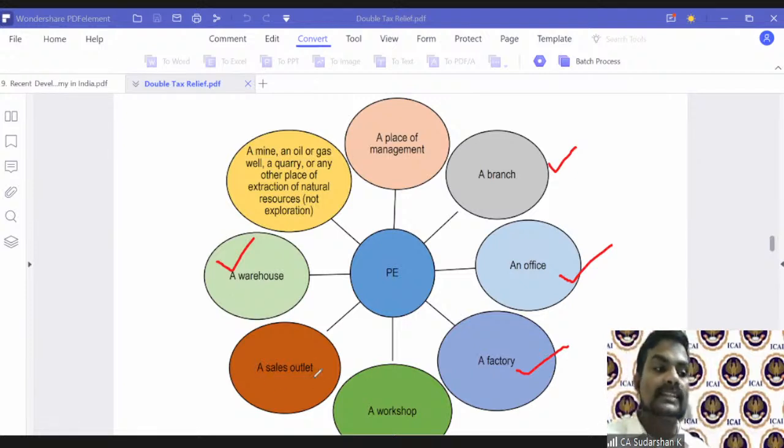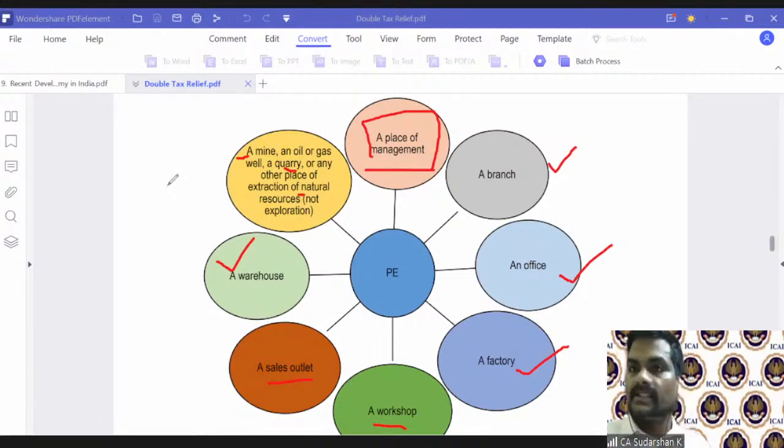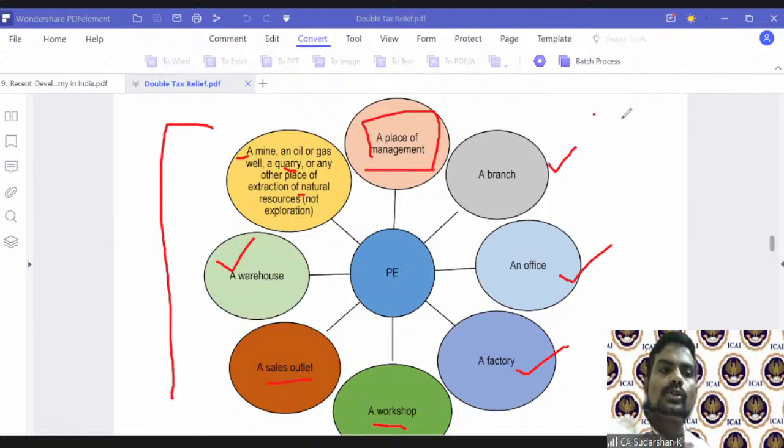If a foreign company has a sales outlet, a workshop to do repairs or supply, whatever. A foreign company having a mine or a quarry or any other place for extraction of natural resources. A foreign company has even a place of management, which means it can come anytime, go anytime, at its disposal, basically. So these are broad indicators to show that a foreign company has a permanent establishment in India.